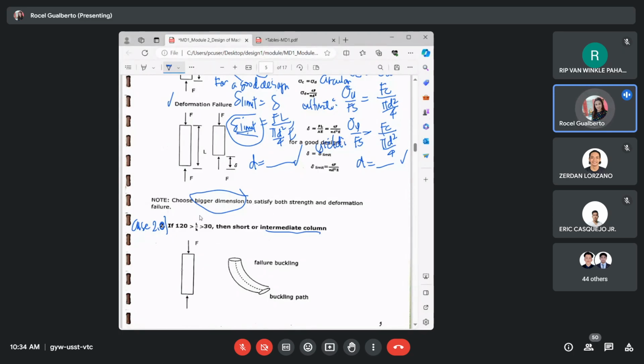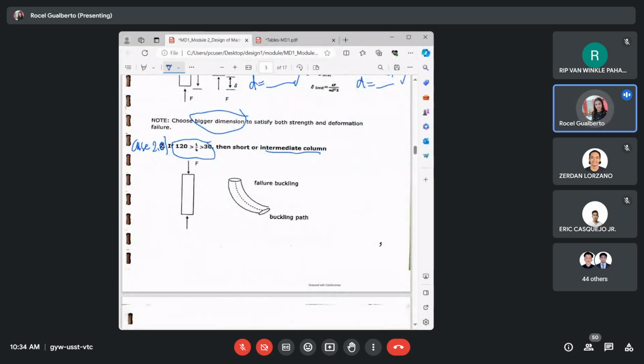Again, ang uunahin muna po natin is to determine the slenderness. It should be in between 30 and 120 to be called an intermediate column. And once you know na po na intermediate column po yung member natin, may kasunod na po yun na procedure on how you decide. So, you decide the member if it's an intermediate column using po our two theories of failure.